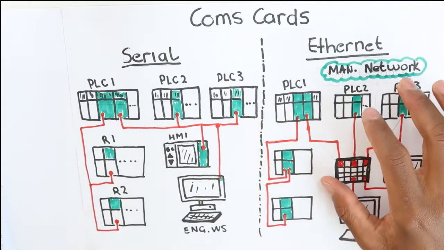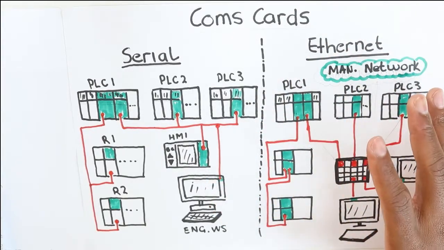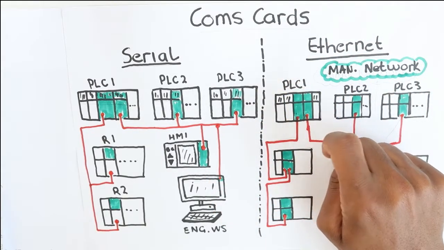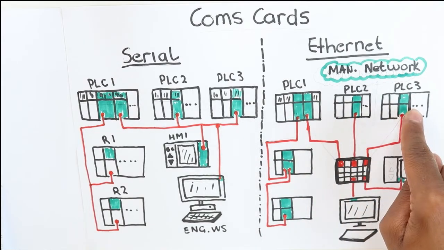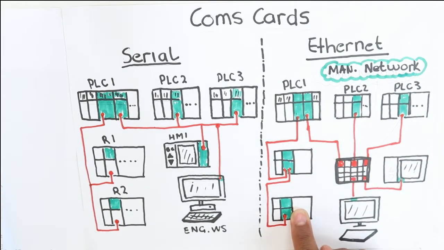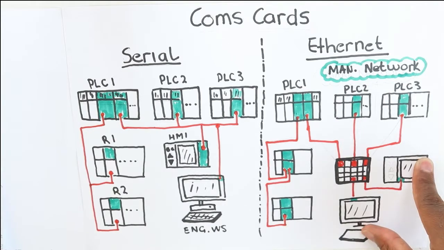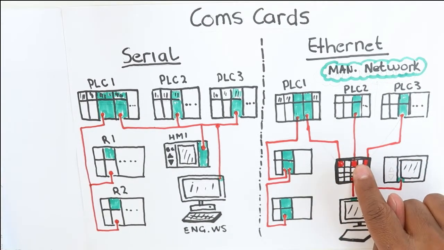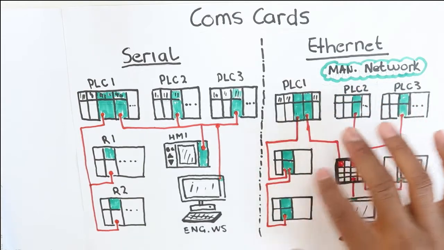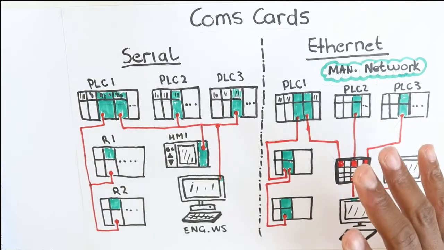So we'll use this small Ethernet network as an example. And again, the communication modules are highlighted in green. You have the 3 PLCs as well as 1 PLC with the remote rack. You have the HMI and the engineering workstation. Now we can then use a network switch because these devices are connected on an Ethernet physical layer.